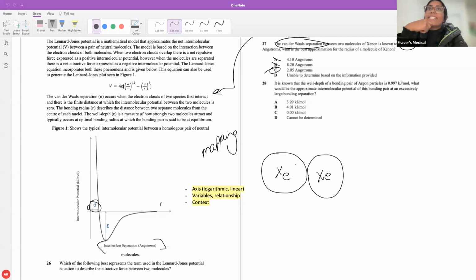But at an excessively large bonding separation, it's the x-axis within the graph that we need to look at, because that is talking about the separation between two molecules, aka bonding separation. Someone's written in the chat, as I keep going on and on, what do you notice about the intermolecular potential? Remember that your intermolecular potential is the y-axis. So what do you notice about that? What is it approaching?